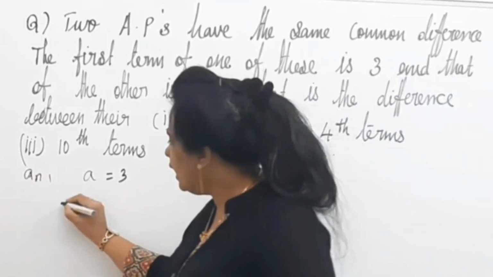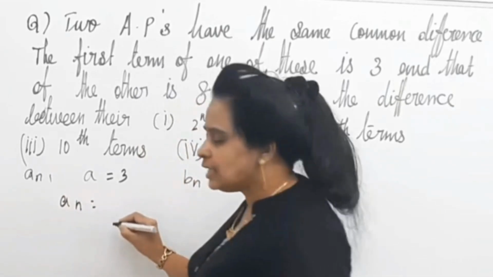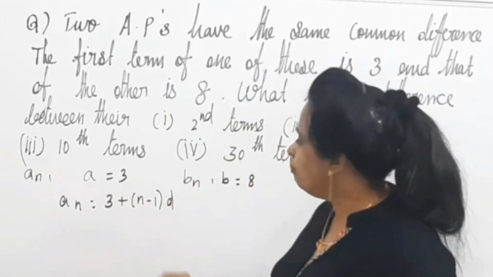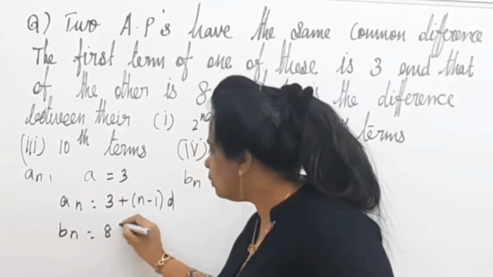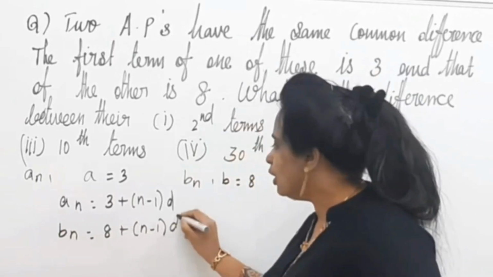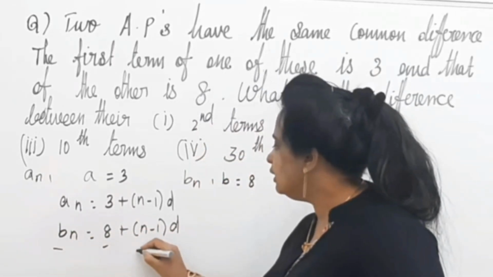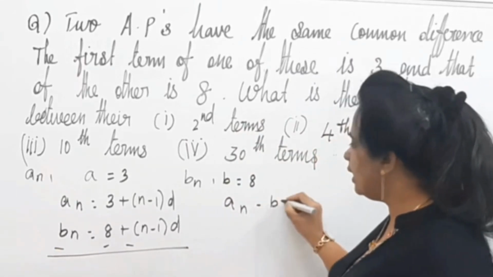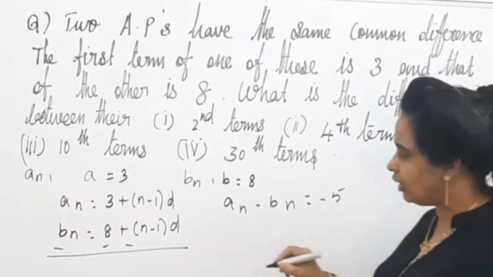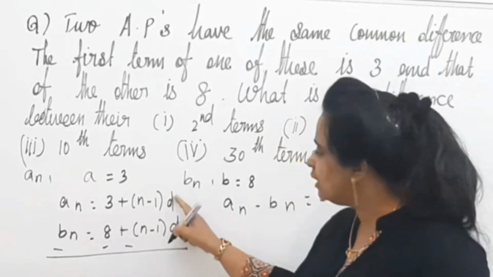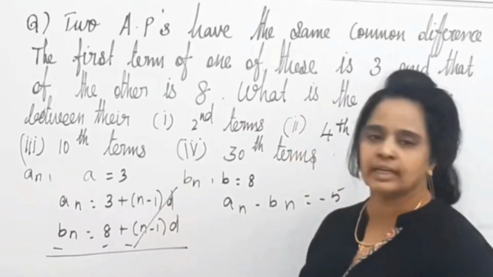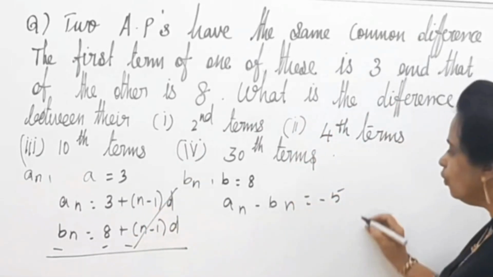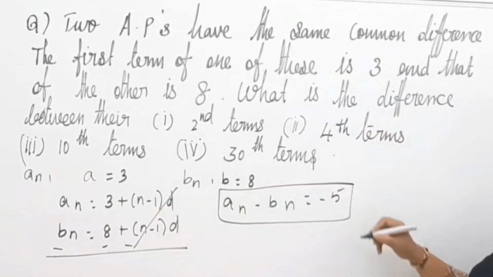So now my an is equal to a plus n minus 1 into d, so that is 3 plus n minus 1 into d. Now bn is equal to 8 plus n minus 1 into d. So now my aim is to find the difference between them. So I would have an minus bn is equal to minus 5 plus nd minus nd gets cancelled, minus d plus d gets cancelled. So this totally gets cancelled. Plus n minus 1 into d minus n minus 1 into d totally gets cancelled. So an minus bn is minus 5.